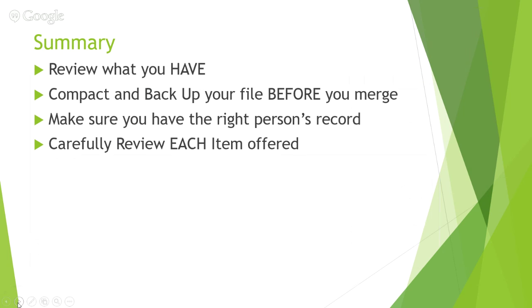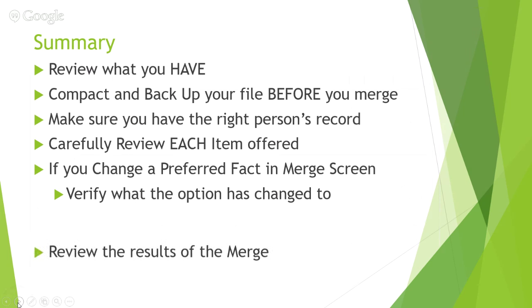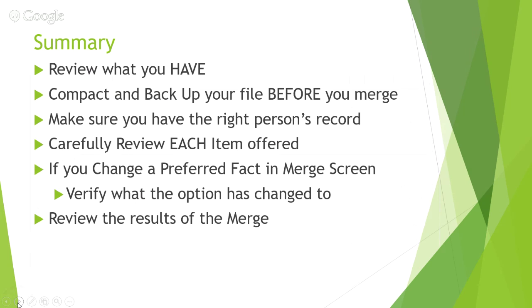Carefully review each item as it's offered, especially if you change the preferred fact on the merge screen. When you change the preferred fact, see what happened to what was the preferred fact. Did it change to discard or did it change to alternate? Make sure you make the choice that you want. And review the results after you've done the merge.